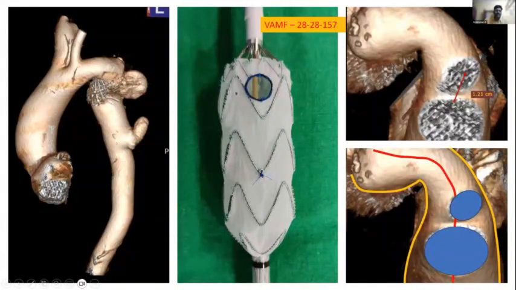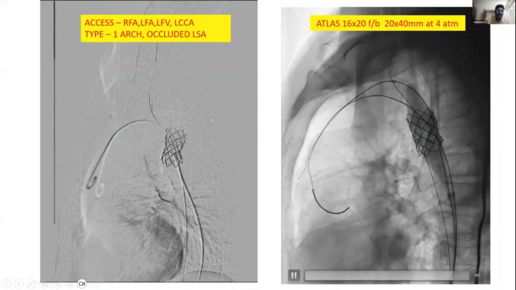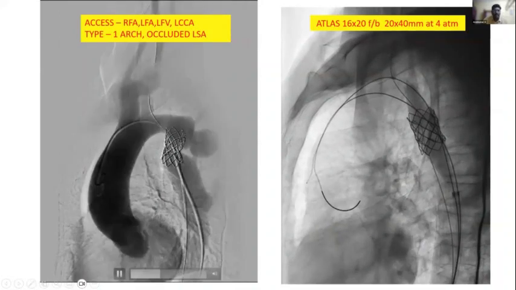Coming to the present case, we decided to go with a single fenestration. It is a single fenestration for the left common carotid artery, 8 mm, after detailed analysis. And this is the angiogram. We took bilateral femoral artery access, left femoral vein, and left common carotid artery access.